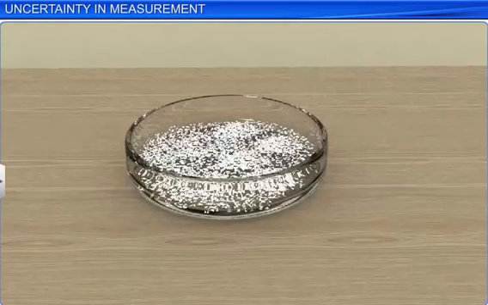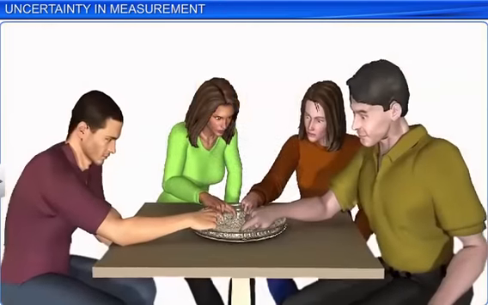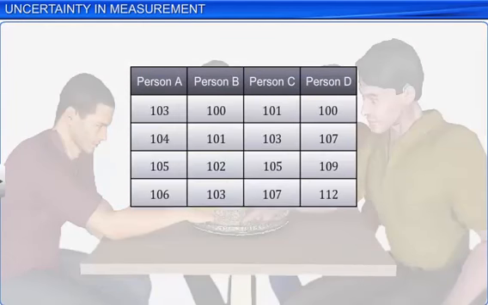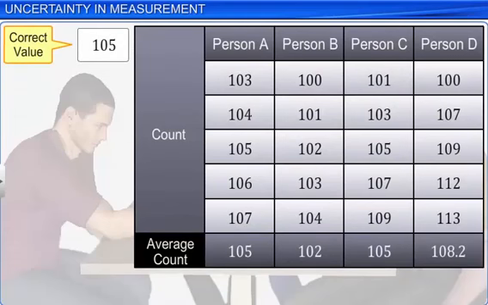One way of ascertaining the accuracy of measurement is to repeat it. Let's assume that we know that there are 105 grains in the bowl. Thus, the correct value of measurement is 105. Now, let's say we ask 4 people to count the grains, each 5 times. Shown here is the data of each person. We know that the correct value is 105. If the average value of one of the measurements is close to the correct value, then that measurement is said to be accurate.